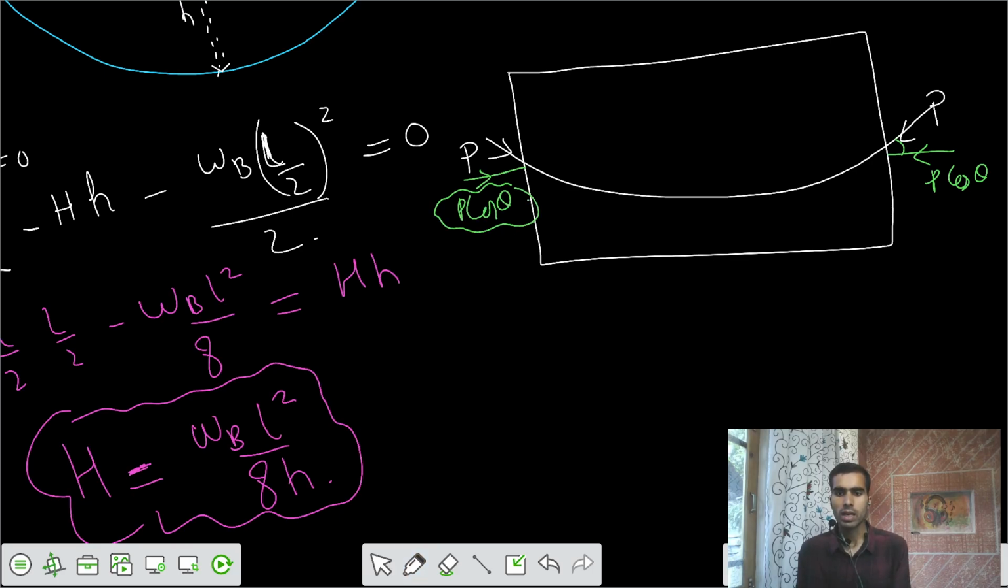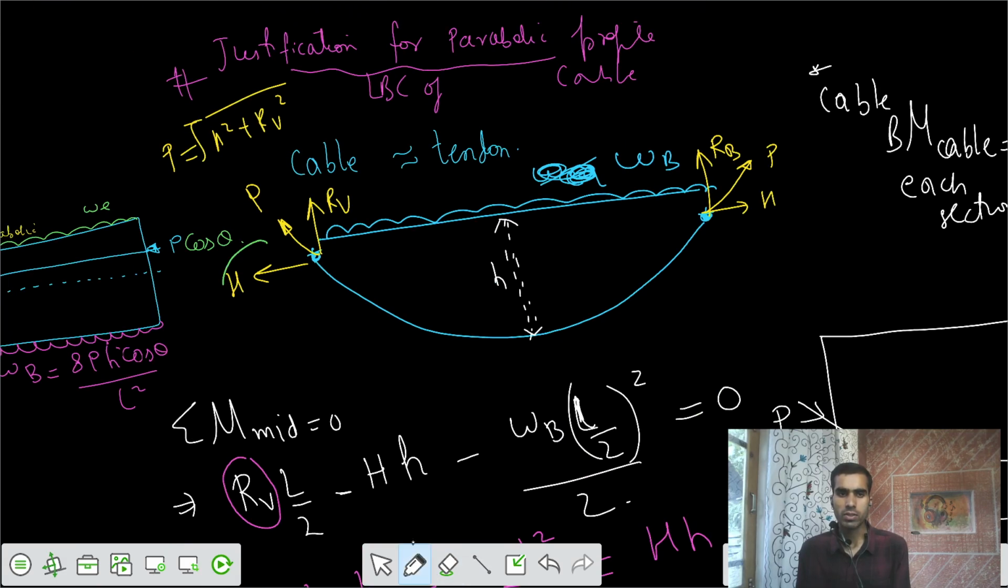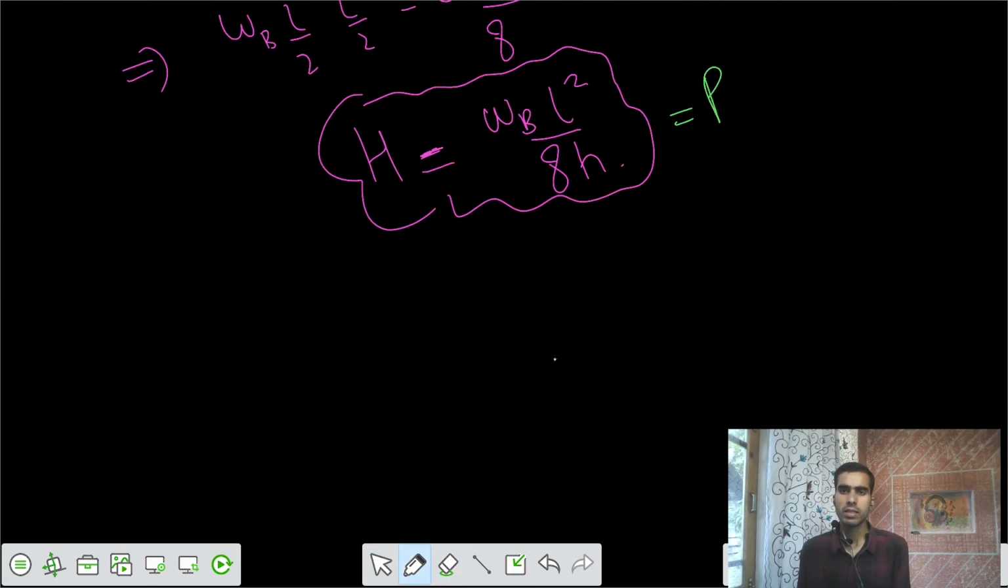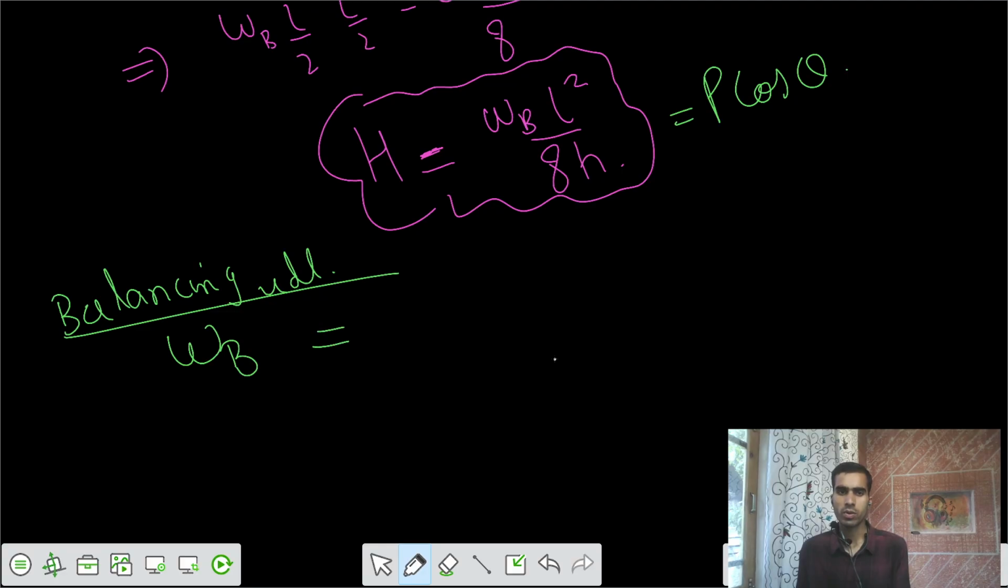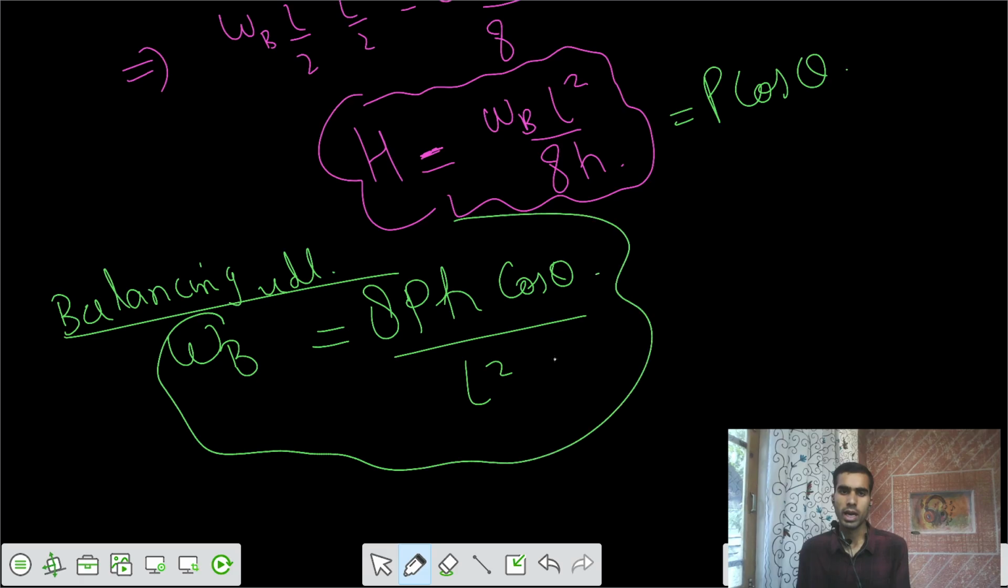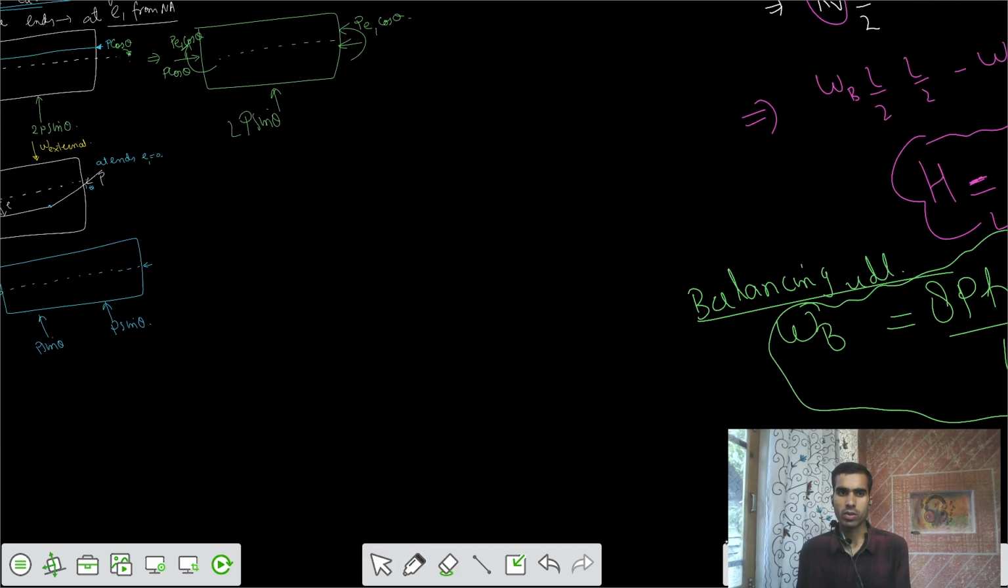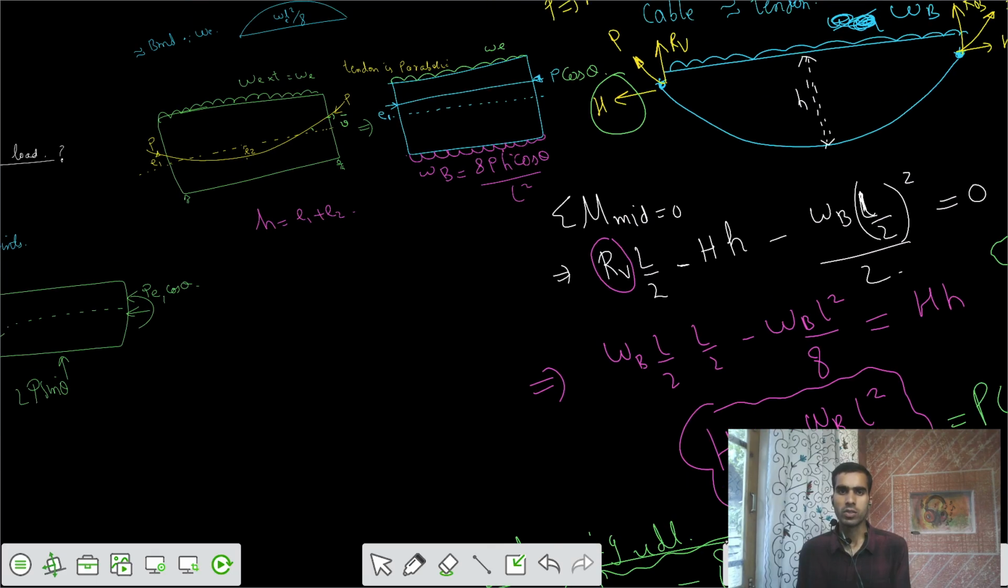If I equate that, for this case there was some value of H. P cos theta was equal to H. If I say this is P cos theta, can I get the value of the balancing load, the balancing UDL? So the balancing UDL would be equal to 8 P H cos theta by L squared. So your balancing load is equal to 8 P H cos theta by L squared.